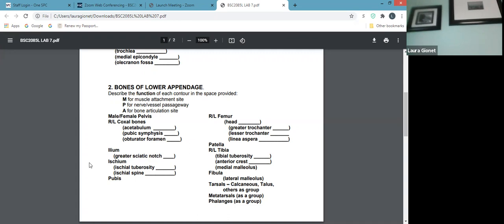Now, when you're standing in anatomical position, if you're looking at a skeleton, the lesser trochanter is going to be found on the posterior aspect of the femur midline, and the greater trochanter is out laterally. And so they're reference surfaces, M for muscle attachment for both of those. The linea aspera is a raised ridge of bone on the posterior aspect of the femur, and that functions as M for muscle attachment.